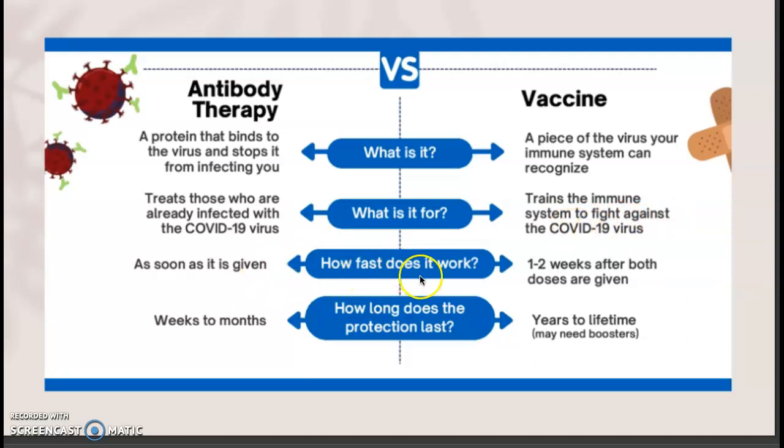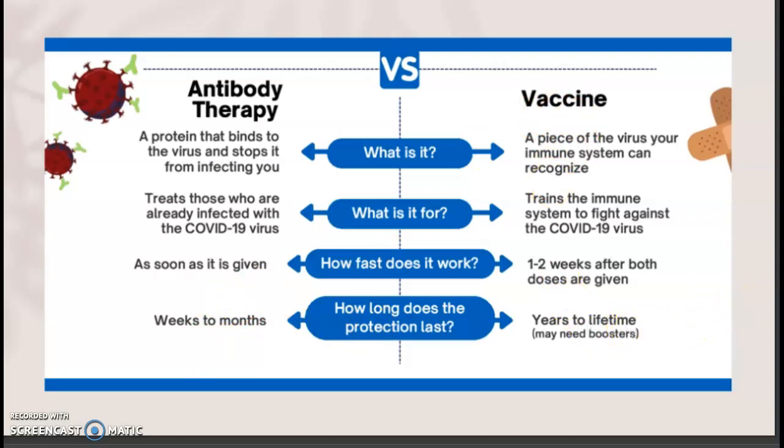And how fast does it work? Antibody therapy works as soon as it is given to the patient, while a vaccine works within 1 to 2 weeks after both doses are given. And how long does the protection last? In the case of antibody therapy, weeks to months, whereas with a vaccine, years to lifetime.